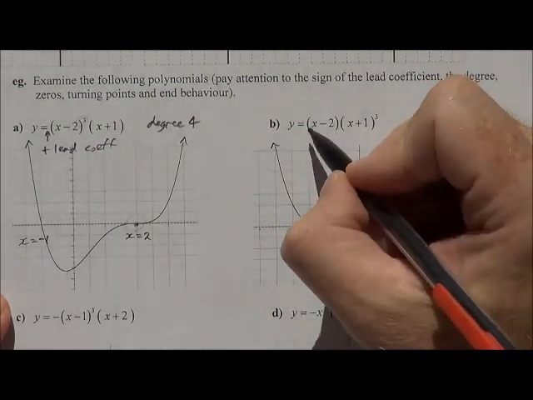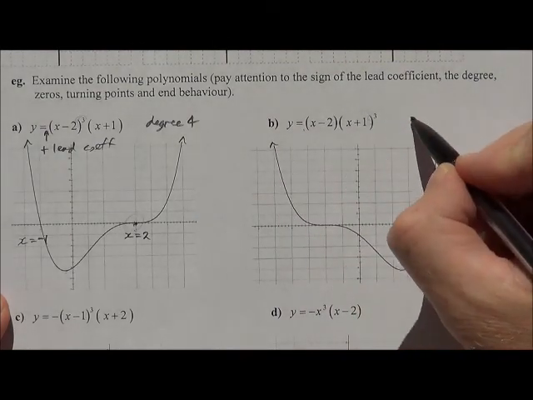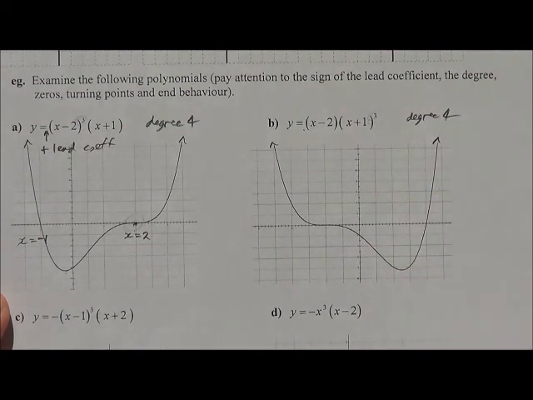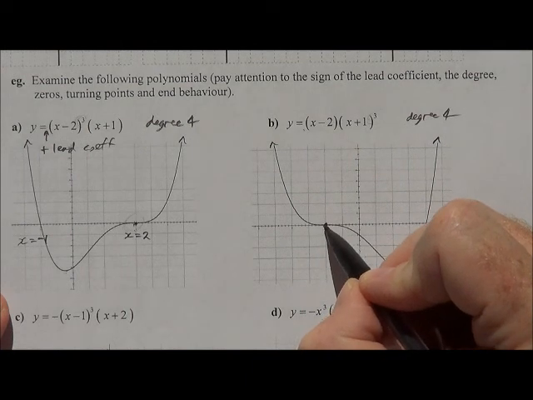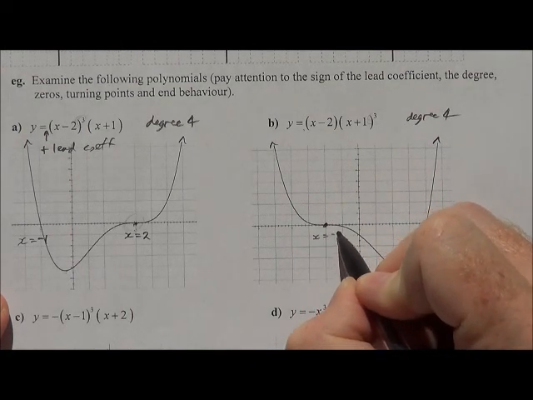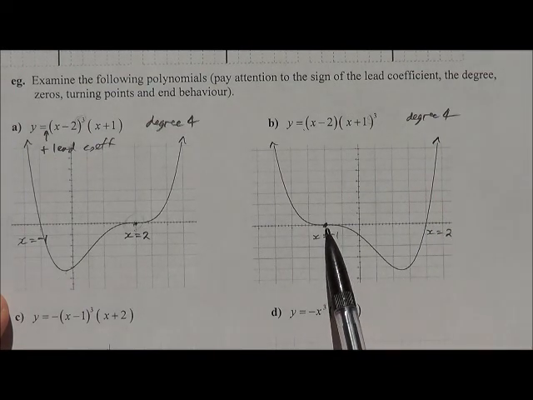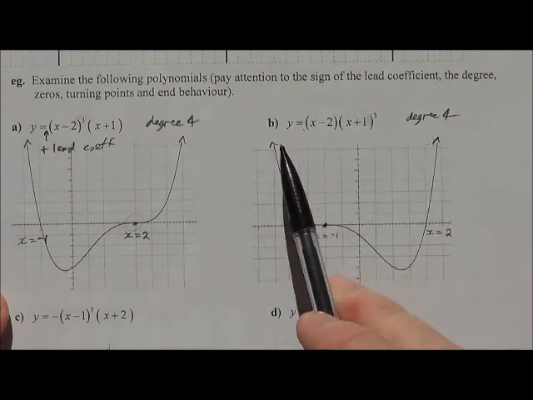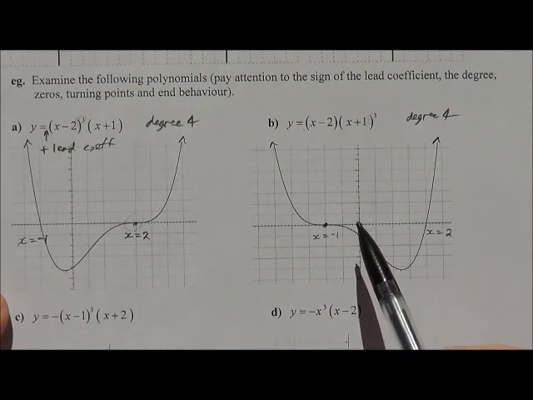For part B, lead coefficient is positive, it's opening up. 3 and 1 is the degree of 4. Okay, so we've got here a cubic root at x equals negative 1 and a linear root at x equals 2. 3 roots here, 1 triple root, so 3 roots and a linear root. So altogether there's 4 roots but 2 distinct zeros. Ends go in the same direction. Only 1 turning point and 4 roots.